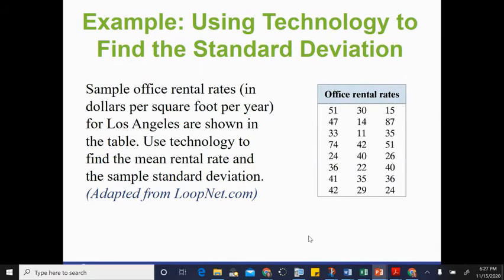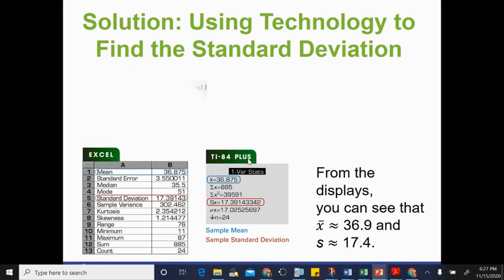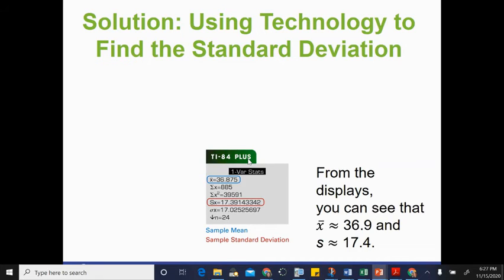This is about renting offices in LA. But the idea is to use technology to do this. Now I'm going to show you how to do this with technology, but we're not actually going to do this example. So you could use what's called Minitab. You could use Excel. You could use TI-84 Plus. You could use Google Sheets. You could use all sorts of different options. But the one that I'm going to show you right now is the TI-84 Plus calculator.